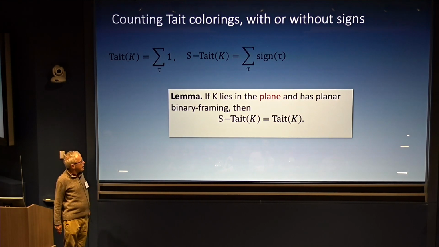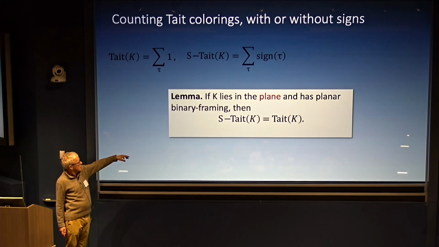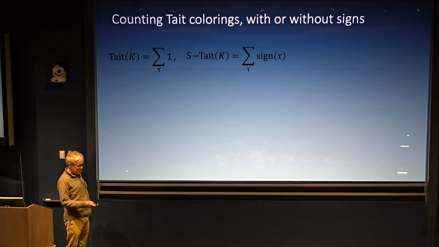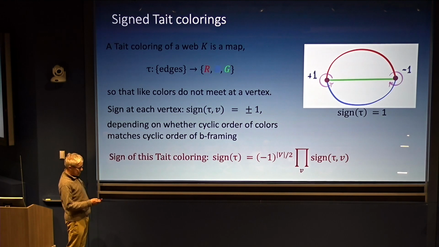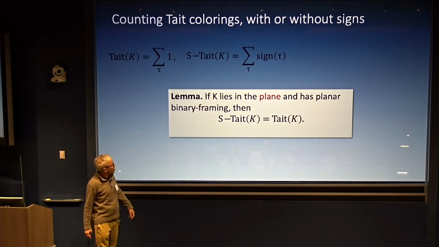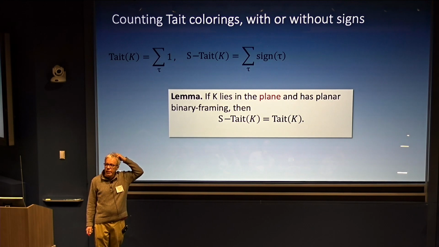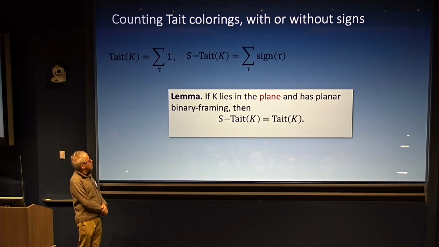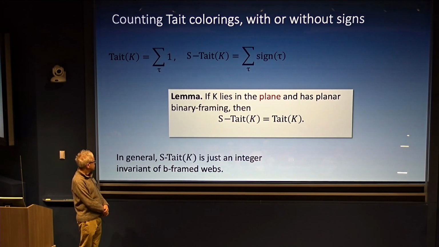The conventions are laid out. It's not hard to check, but if K actually lies in the plane, whoops, what happened? I don't know what happened. There we are. If it actually lies in the plane, then they all come with sign +1. So the number of Tait colorings is the same as the signed count of Tait colorings, but in general, that's not true. So it's just some integer invariant of framed webs.